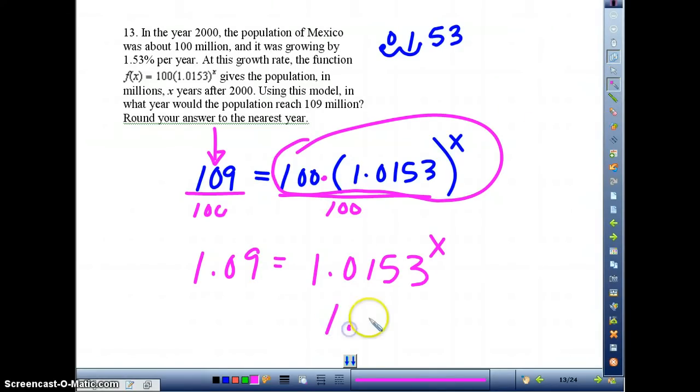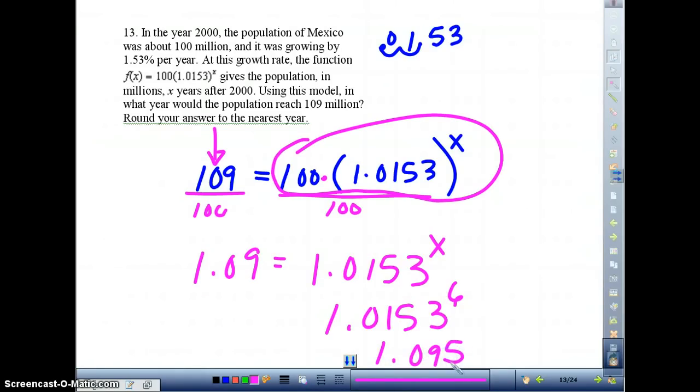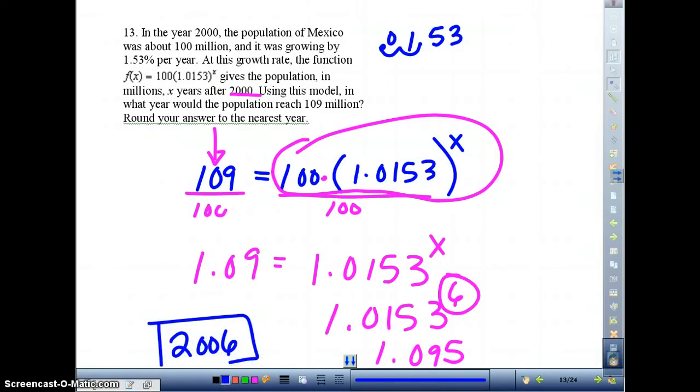Okay, I did my guess and check. Raised to the 6th, 1.0153 raised to the 6th power gives you 1.095. That's pretty close. So it's in 6 years. They want to know in what year. Well, this is 6 years after this date, so what's the year where the population equals that? Yeah, 2006. That's your year. Okay? Let's take a look at 14.